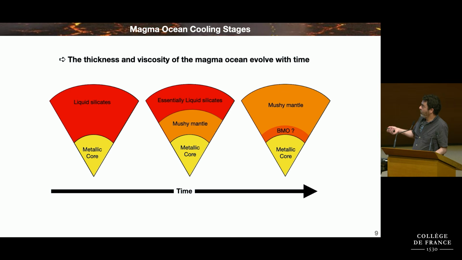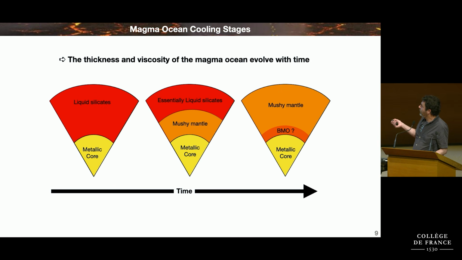You start with a completely liquid magma ocean, and then at some point you will start to solidify. There are many ways you can solidify the magma ocean. Here I just assume, for simplicity, that you start from the bottom, but there are many other possibilities. So you have this solidification front, you have here a mushy mantle and essentially liquid silicate magma ocean that is in contact with the atmosphere. And eventually this solidification front will reach the surface, so you end up with a mushy mantle, perhaps with a basal magma ocean, as has been discussed before.